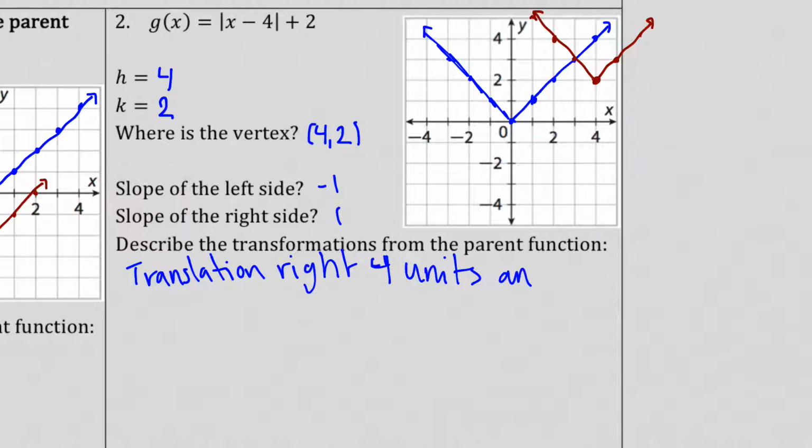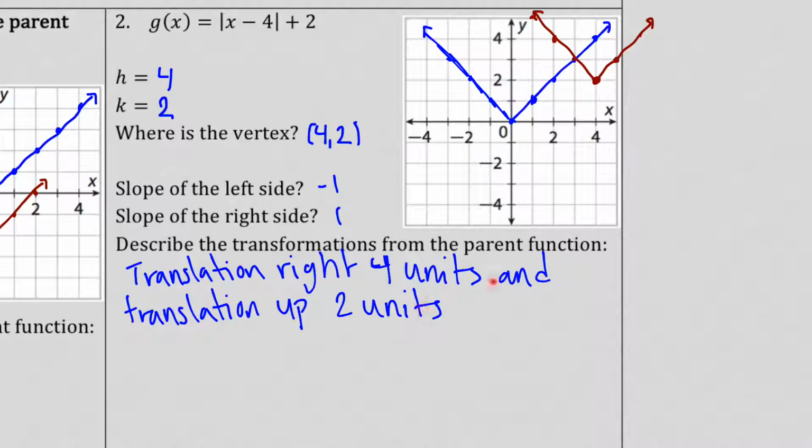And another translation: down, no, up 2 units. Could we have seen that without having to actually look at the graph? And the answer is yes.